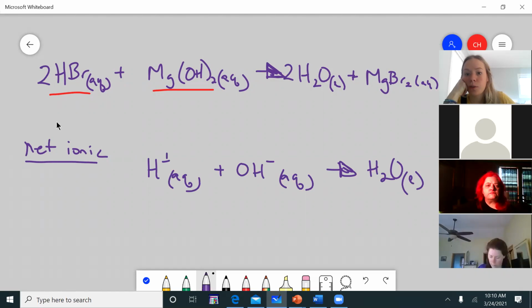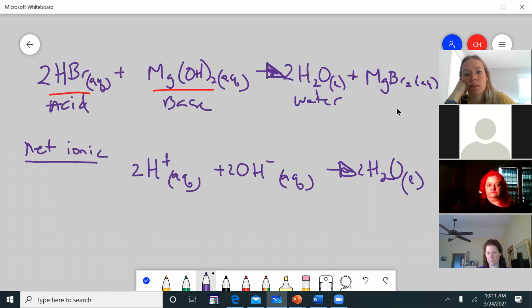You could go through the process of breaking each of these up and you will get the complete ionic equation, cut the spectators off, and then you'll end up with this. Well, you'd really end up with 2 of these and 2 of these produce 2 of these, so you can get rid of the 2s. That's why I only wrote it as 1 and 1 and 1. So when you have an acid and a base, you get water and a salt. You want to be able to produce those.